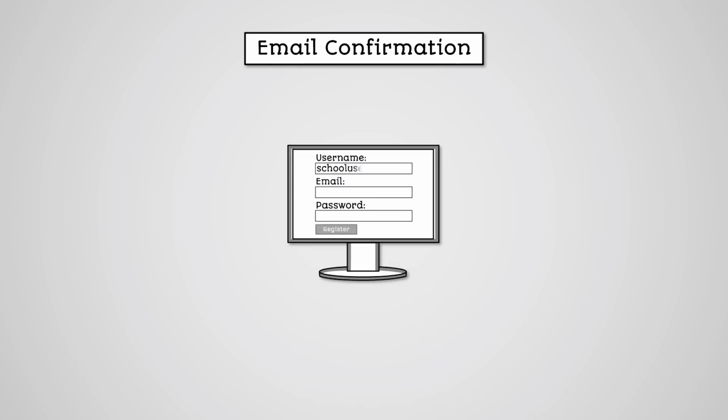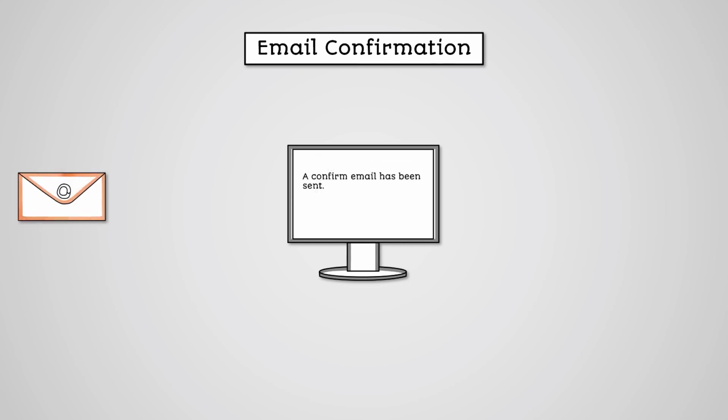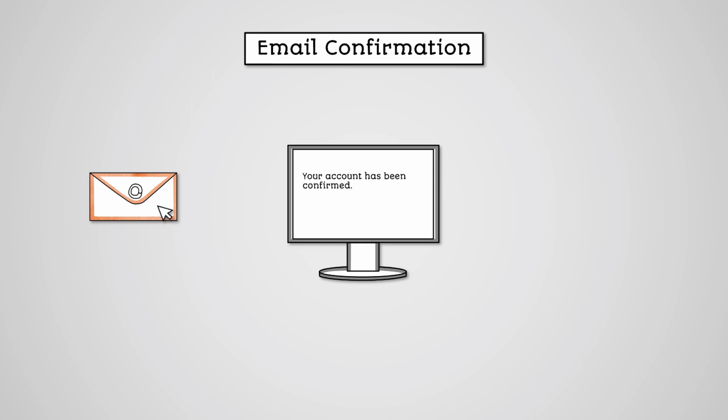When you register for a website, a confirmation email is often sent to the email address associated with the user to confirm their identity. The user will need to click on a link in the email to confirm their registration.